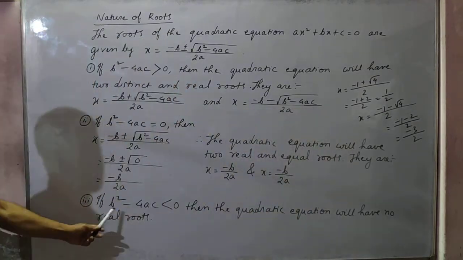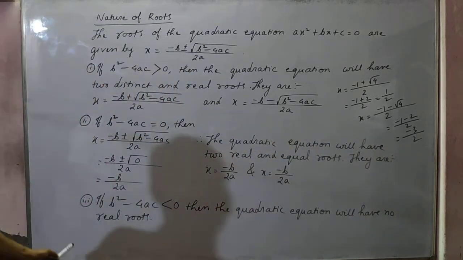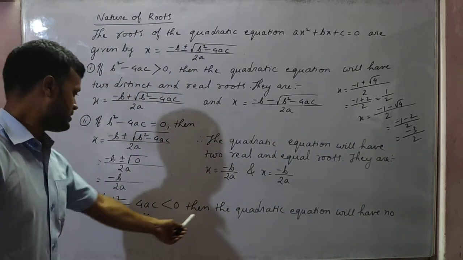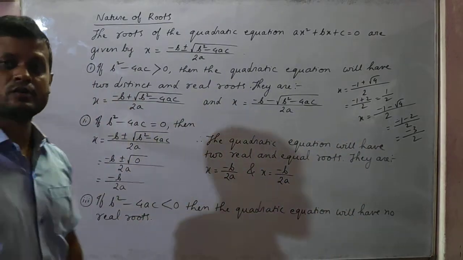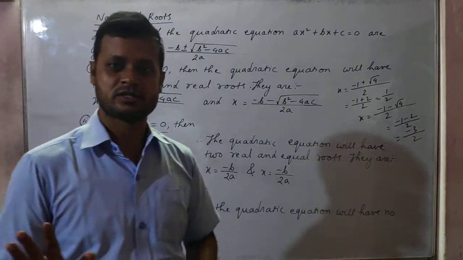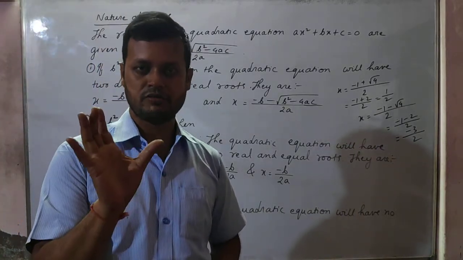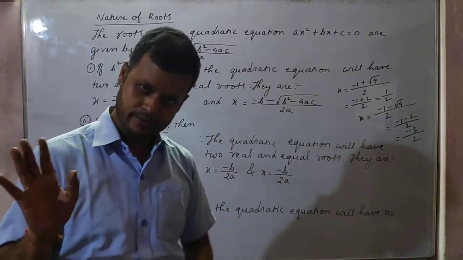And if b square minus 4ac is less than 0, students, then the quadratic equation will have no real roots. There will be no real roots. Okay, no real roots means you don't need to solve this equation. If you find such an equation where b square minus 4ac is less than 0, then you don't need to solve the equation. Okay.